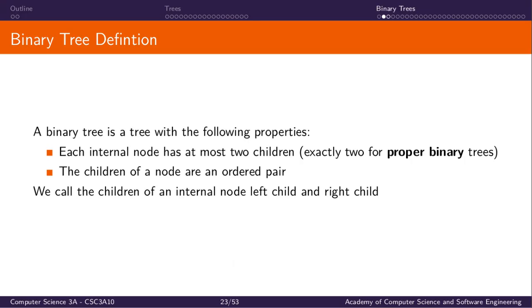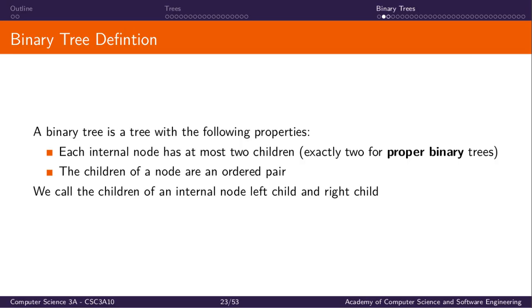So a binary tree is a tree with the following properties. Each internal node has at most 2 children. Doesn't mean it has exactly 2 children, it has at most 2 children. If we say that each one has to have exactly 2 children or 0 children, then that will be a proper binary tree. Right? So all our internal nodes would then have exactly 2 children. Of course, our external nodes would have no children. But here we're saying that it has at max 2 children.